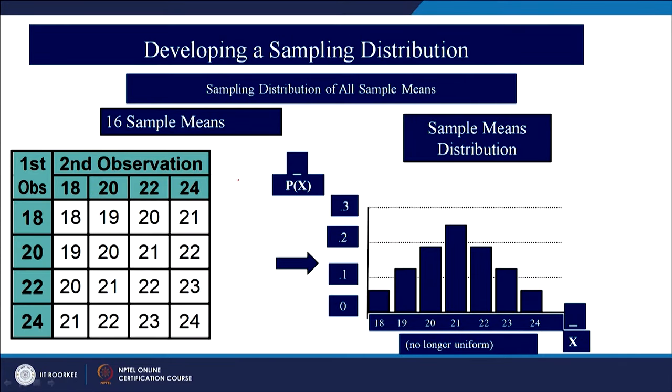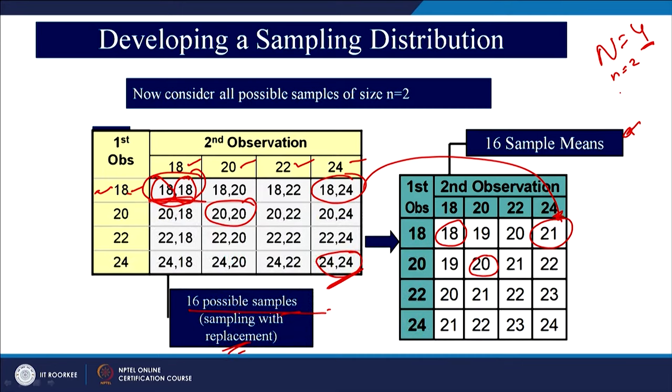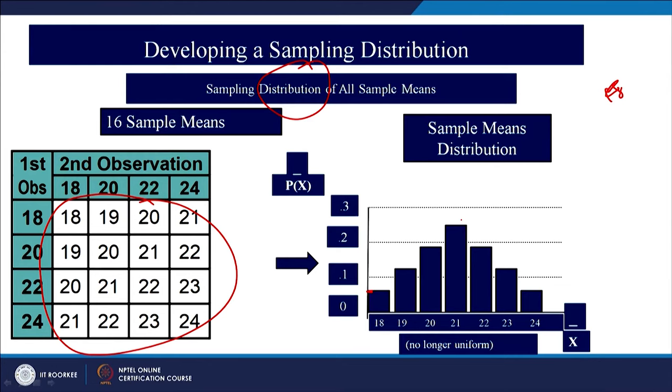So let us draw the sampling distribution of this particular table, of these values. So how did we get this? What is this value, and how to get this? Sample mean is 18 here, so this one time 18 is appearing, so 1 by 16 you will get this value.